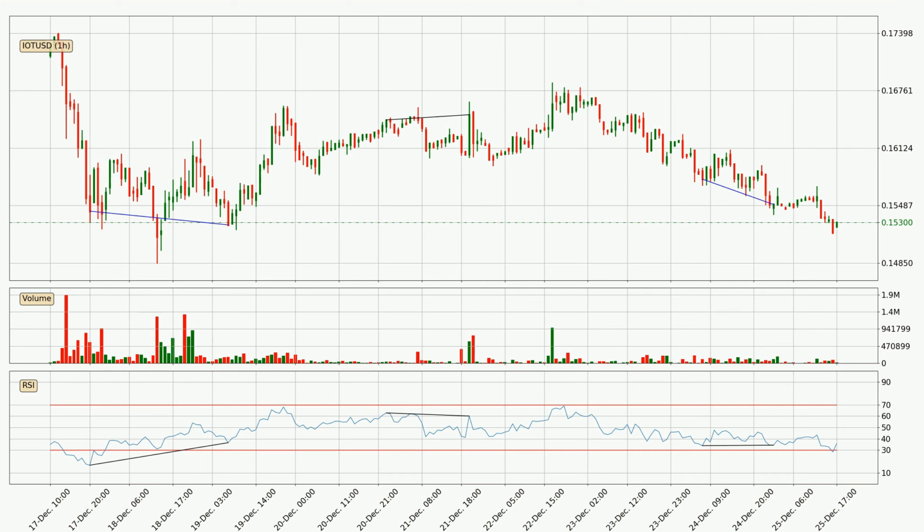Now looking for divergence in the hourly time frame, there is a bullish divergence, which means the price could go up from now or at least consolidate for some time.